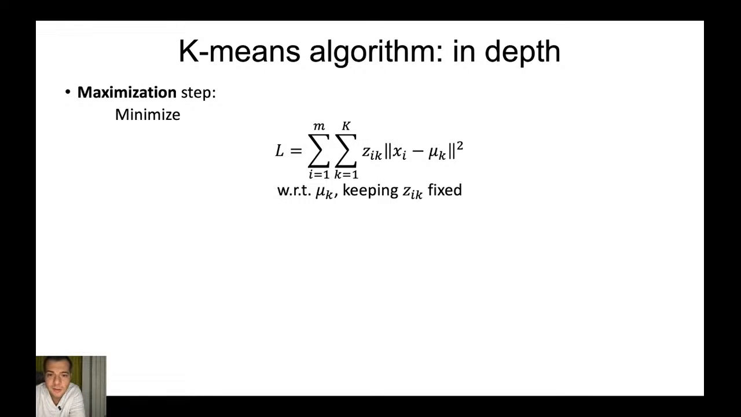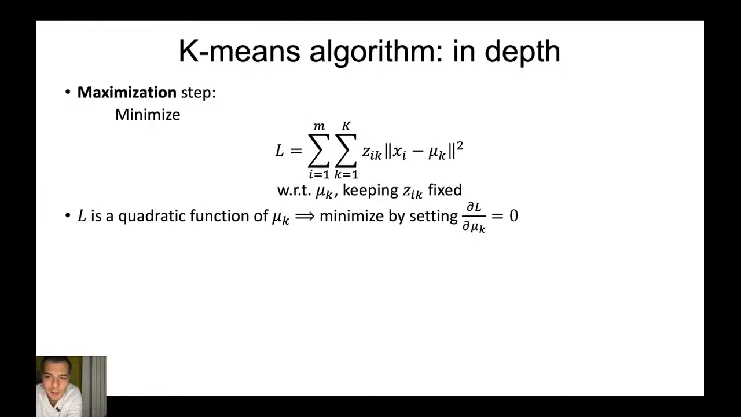And the maximization step, here we want to minimize the same objective with respect to the centroids mu k while keeping the clustering assignments fixed. In this case, we notice that the objective function is a quadratic function of mu k. So we can minimize by setting the gradient of the loss function with respect to mu k to be equal to 0.